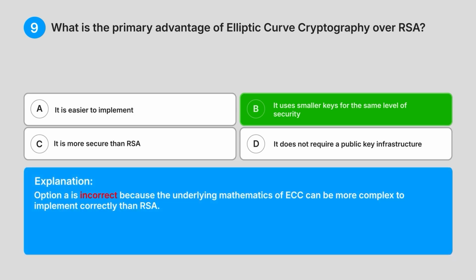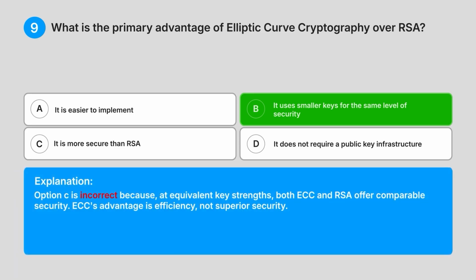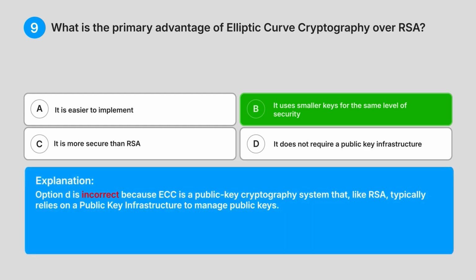Option A is incorrect because the underlying mathematics of ECC can be more complex to implement correctly than RSA. Option C is incorrect because at equivalent key strengths, both ECC and RSA offer comparable security. ECC's advantage is efficiency, not superior security. Option D is incorrect because ECC is a public key cryptography system that, like RSA, typically relies on a public key infrastructure to manage public keys.